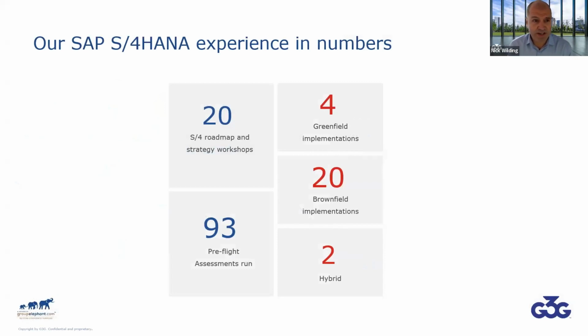Relevant for today is obviously our SAP S/4HANA experience. As a group, we've conducted 20 S4 roadmap and strategy workshops. We've done 93 pre-flight assessments, and I'll explain what they are shortly. And then they have led to 4 greenfield implementations, 20 brownfield and 2 hybrid. So that's our current numbers. They are continuing to grow, as you can imagine, as the interest in S/4HANA increases. Being part of the Elephant Group means we can leverage the S/4HANA experiences across the whole group, and it's interesting if you look across the client base, the different stages clients are at in their journeys, and also the split between the different implementation approaches.